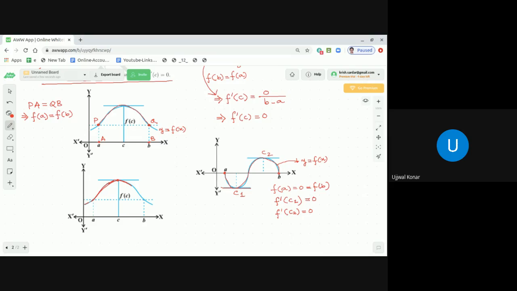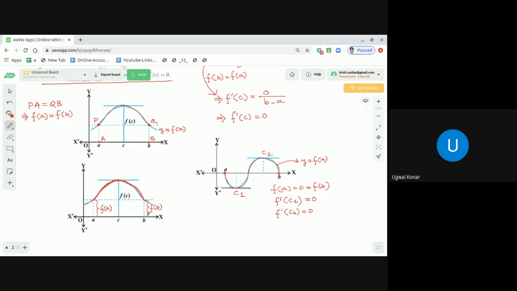Let me clarify very clearly. The slope of the tangent to the curve at that point x equal to c has to be equal to 0, and that is what is happening here. Why? Because the value of the function at x equal to a is f(a), and the value at x equal to b has to be f(b). So once the function goes up and again you need to come to x equal to b, then it has to come down. Otherwise it is impossible to have f(a) equal to f(b).